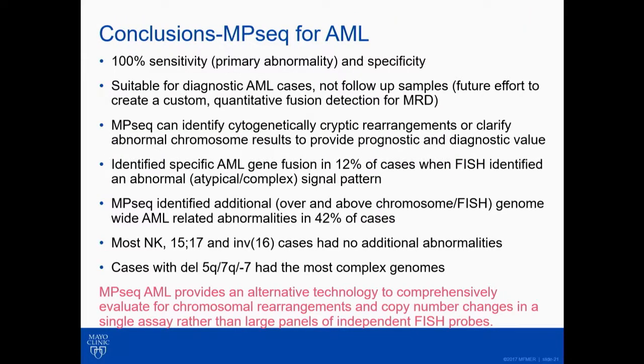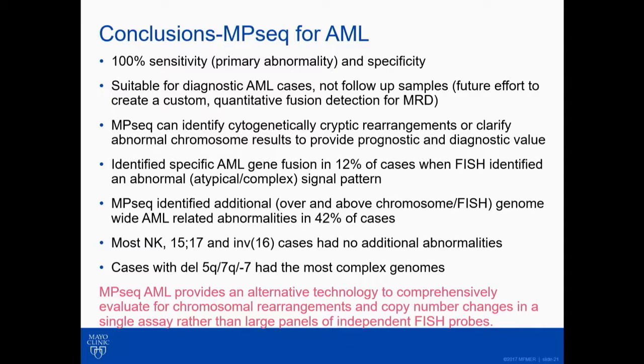So in conclusion, when we underwent a technical validation of this assay, we achieved 100% sensitivity and specificity in the detection of the primary cytogenetic abnormality. This test is suitable for diagnostic AML cases, but not for follow-up cases, which is very important to note. We are working on improving the algorithm to have a better sensitivity. MPseq can identify cytogenetically cryptic rearrangements or clarify abnormal chromosome results.